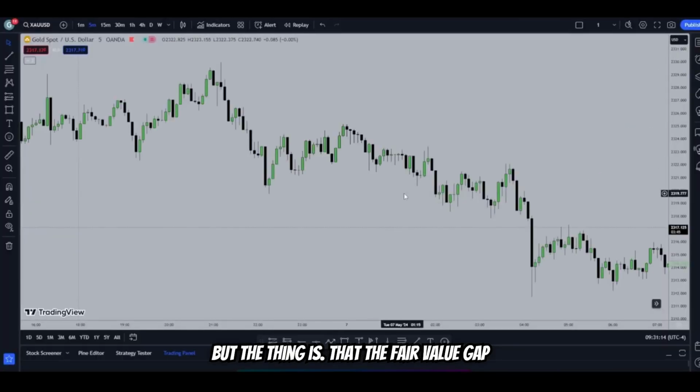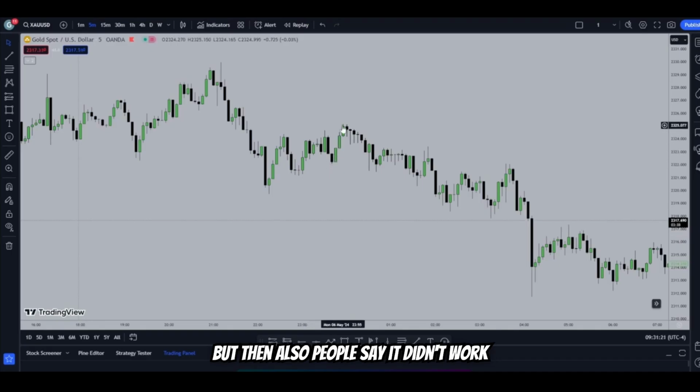But the fair value gap and the order block over here, which people say is not an order block, people say it didn't work because it was against the bias and there was no liquidity run. So now you should look for a liquidity run, and then you should look for a fair value gap. You should write this down. Don't go there and just act like that.